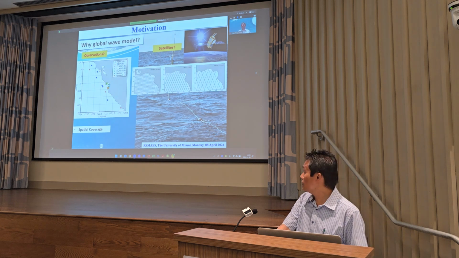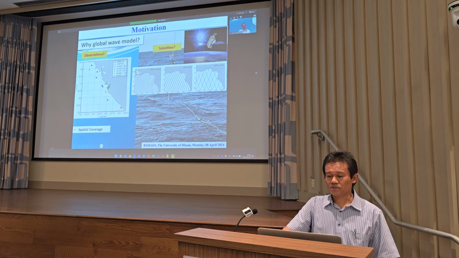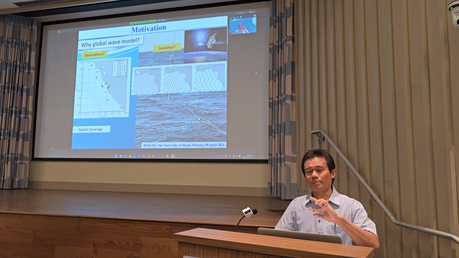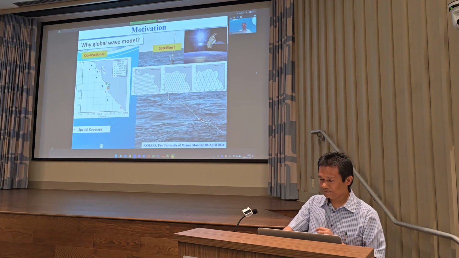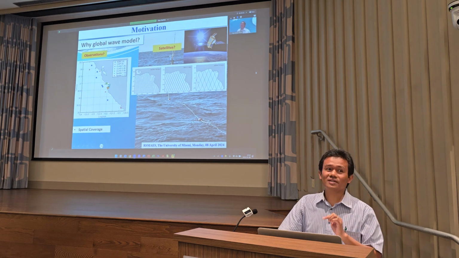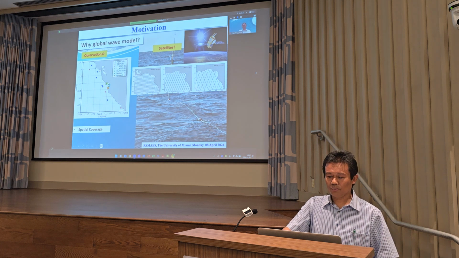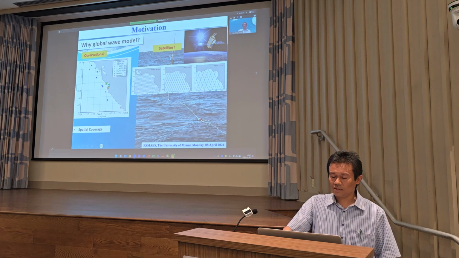So if we can see here, this is the satellite altimeter track. Indeed, the resolution along that track is quite good, meaning that it's about 7 to 10 kilometers. But the thing is, the spacing between the tracks is very, very wide. So that's why we need the model, because we need to assess all the locations.